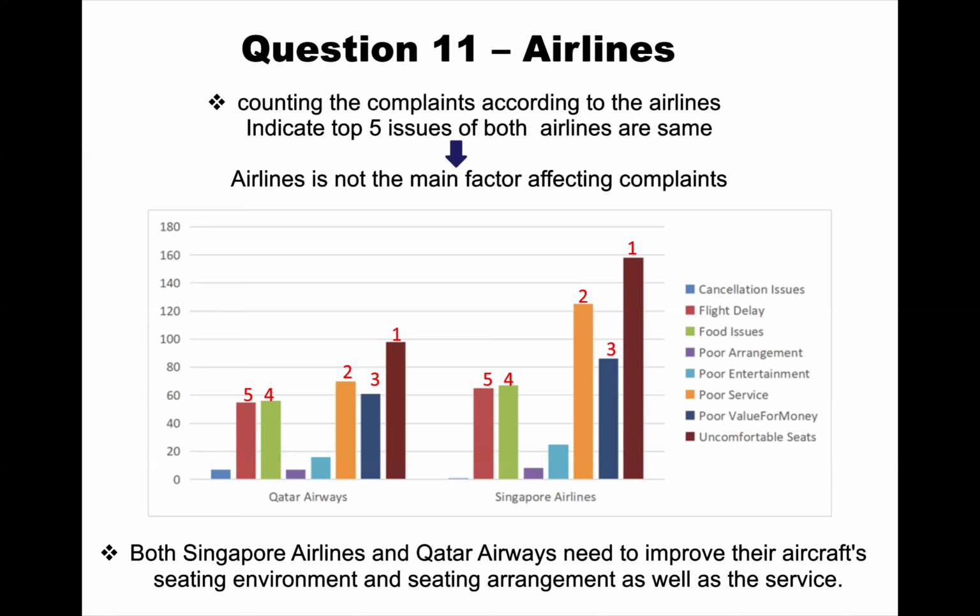We can see the first issue is always flight delay, and the second one is always poor service. So we give the recommendation that both Singapore Airlines and Qatar Airways need to improve their aircraft seating environment and the seating arrangement, as well as their service.